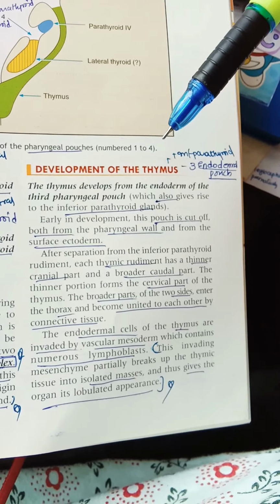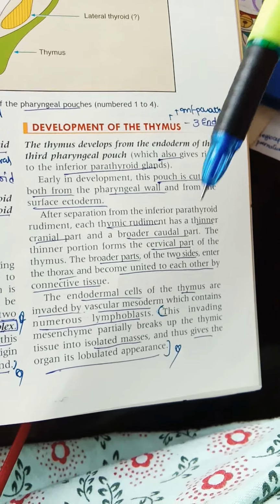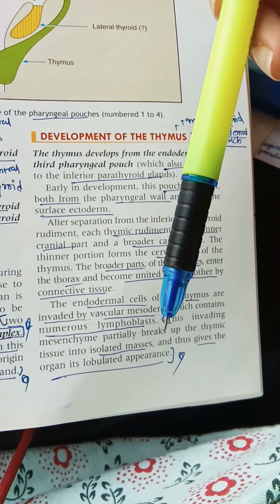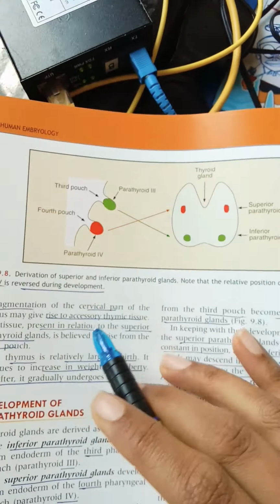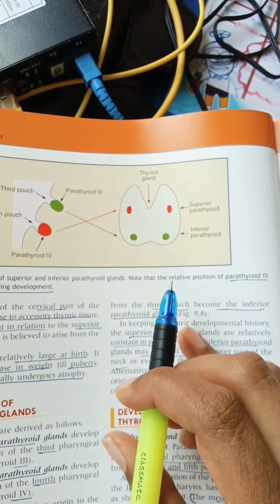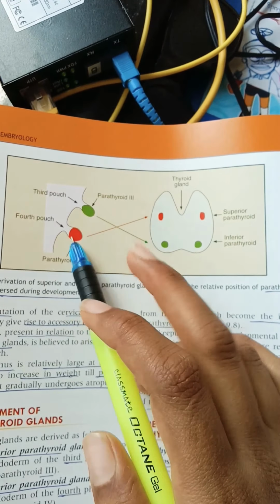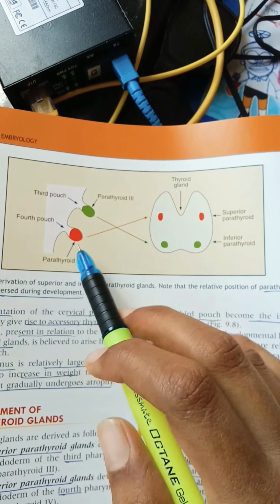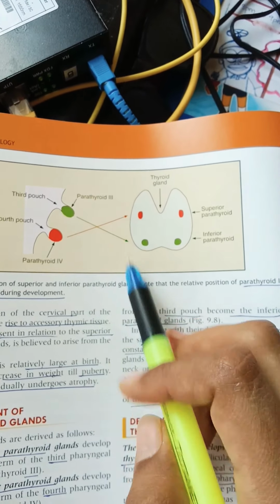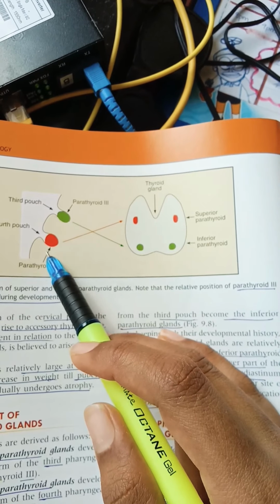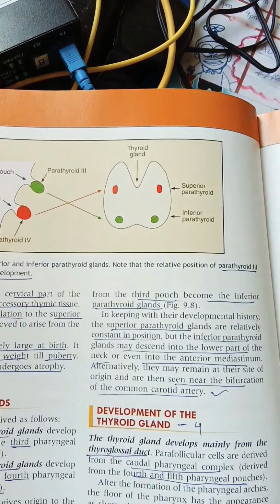So how does the development of thymus take place? It's mainly by the third endodermal pouch. So the invading mesenchyme invades the thymus, and it makes it into a lobular structure. And you can see derivation of superior and inferior parathyroid. Note the relative position of parathyroid 3 and 4 is reversed during development. So you can see this is a third pouch, this is a fourth pouch, this is parathyroid 4, parathyroid 3. So they are reversed in direction. So this green one is coming lower and the red one is going upper. So you can see in the thyroid gland, this is superior parathyroid and this is the inferior parathyroid.